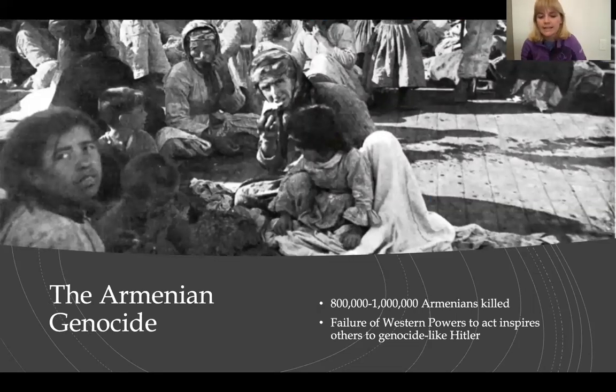So this estimate right here, 800,000 to 1 million, is a very conservative estimate of how many Armenians were killed. We actually don't know for sure, because to this day we're still finding bodies. We're still finding skeletons, places where these people were mass killed. Now, this is the first genocide of the 20th century.